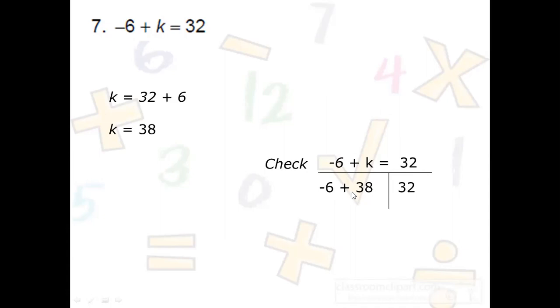Minus 6 plus 38. So here they have two different signs. So the integer rule was when you have two different signs, you have to subtract. So I will subtract 6 from 38. 38 minus 6 will give you 32, and we keep the positive sign as 38 is bigger and it has the positive sign. Okay, let's move on to the next one.